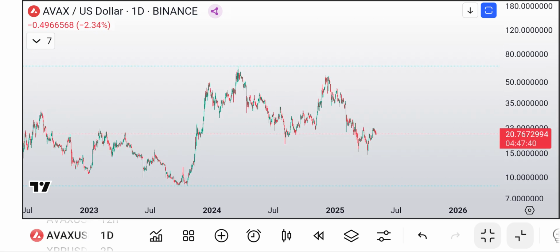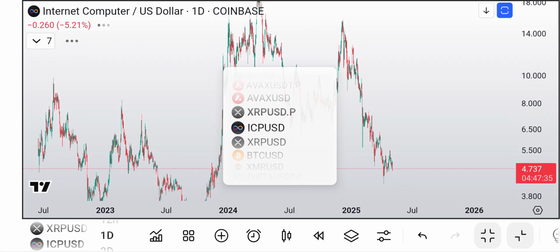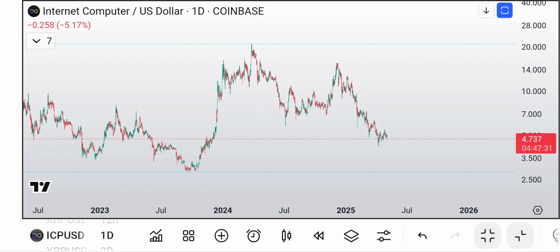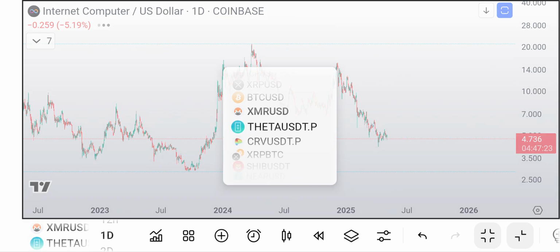So, yeah, AVAX, Theta, I'm looking for retraces. XRP, I'm looking for major breakouts in that price discovery. Same thing with ICP. It looks exactly like the same chart as AVAX. You got an A1, ABC2, right? So, looks great. Monero.